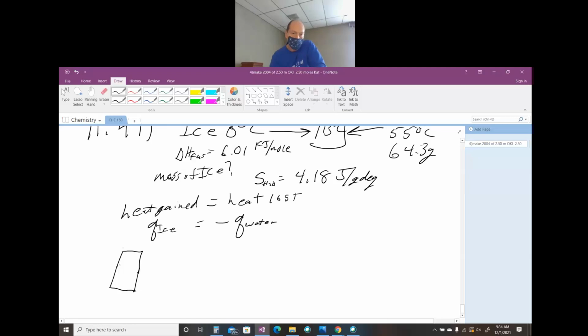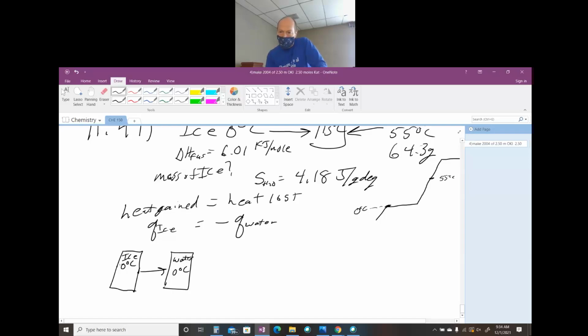I'm not a picture person, but here's my ice at 0 degrees Celsius. And what I'm going to do is make it water at 0 degrees Celsius. So first thing I have to do is melt it. So remember, your heating curve looks like this. We're here at 0 degrees Celsius, starting at ice at 0. And then over here, we got our water at 55 degrees Celsius.